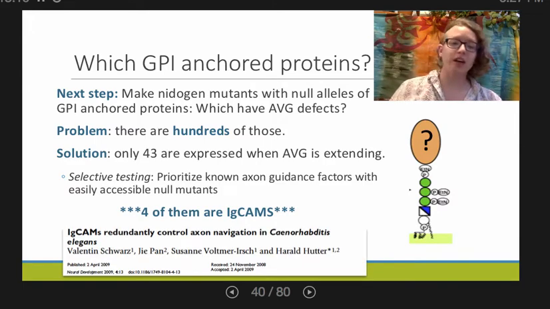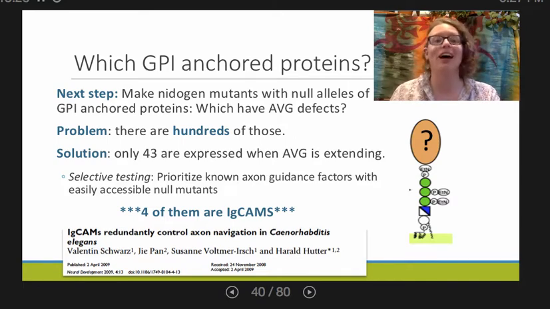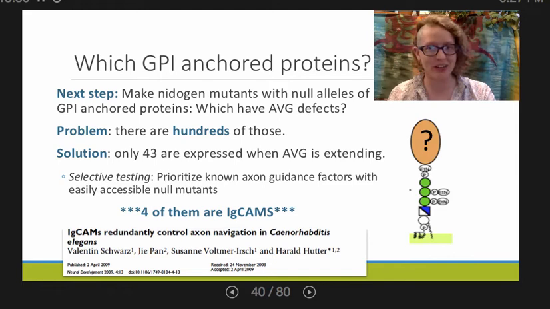So I reach out to my advisor, and I say, remember that paper that you published in 2009 all about IgCams? I have 4 IgCams that are GPI anchored. Do we already have some, like, in deep freeze? And we did. They were in a giant tub of liquid nitrogen, and I pulled them out and defrosted them, and they grew and were happy.